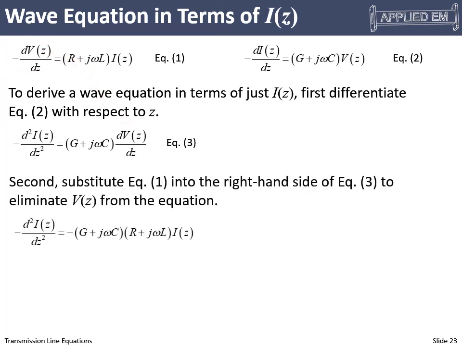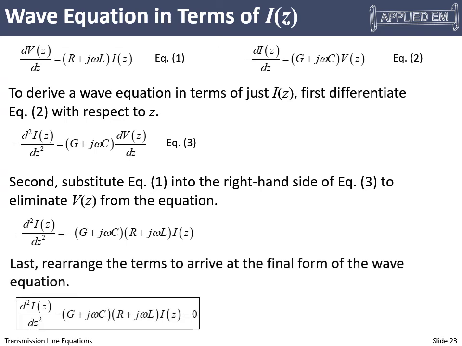Now we have a differential equation just in terms of the current. And then we rearrange some things and we get something that looks like a wave equation, but now in terms of the current. So we're coming away with two wave equations now, one in terms of voltage and one in terms of the current.